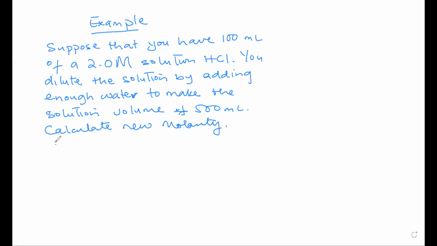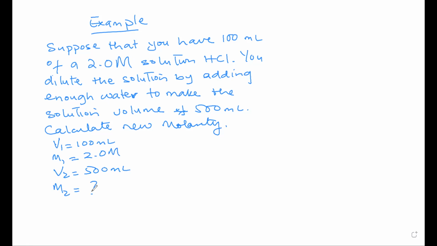So what do we know? We have an initial volume of 100 ml. We have an initial molarity of 2.0 molar. And then you dilute the solution by adding enough water to make the solution volume, so now you have a new volume, 500 ml. Then you have to calculate the new molarity. That's what the question is.